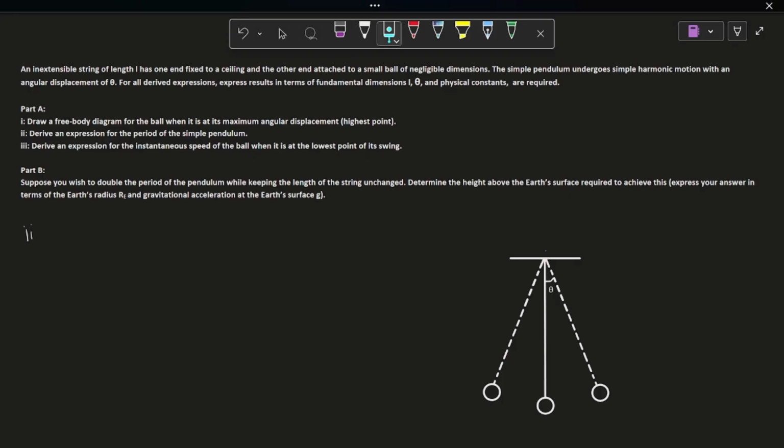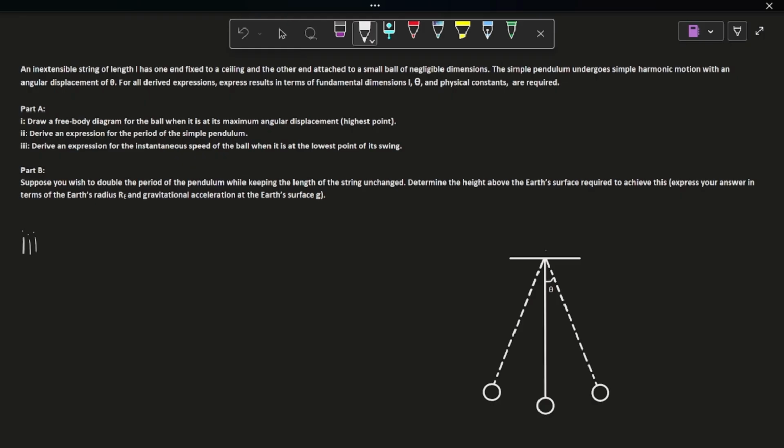So part 2 asks for the expression for the period of the pendulum. First, obviously, we need to identify which formula to use. There's no spring in it, so we cannot use the formula T equals 2 pi square root of m over k. The only formula we can use is T equals 2 pi square root of L over g. L has already been given, and we know g because we're on the Earth. So that's your answer.